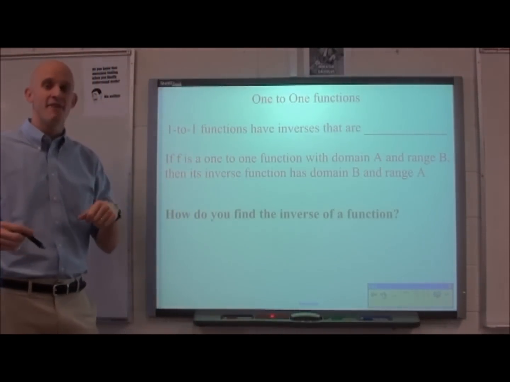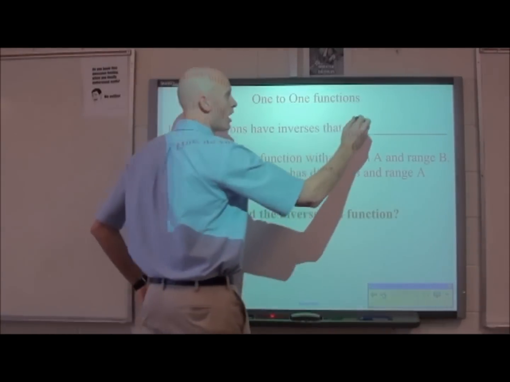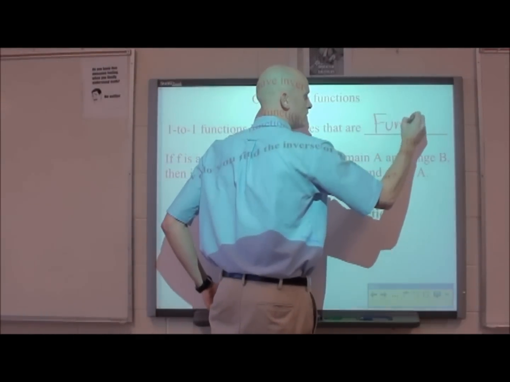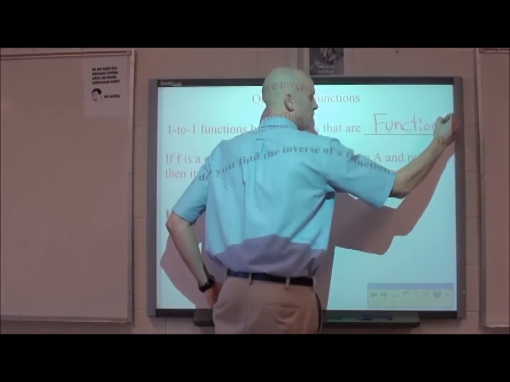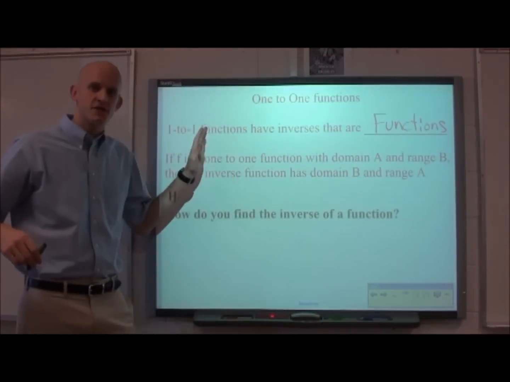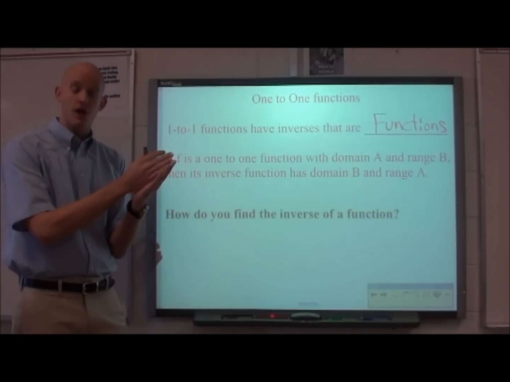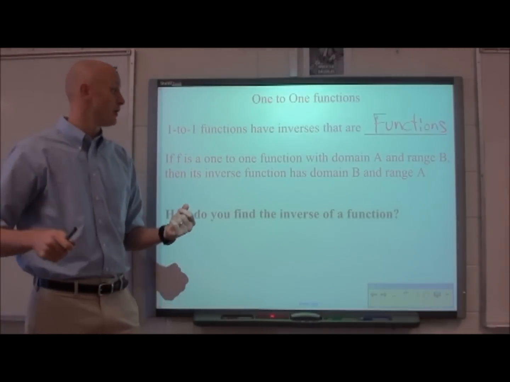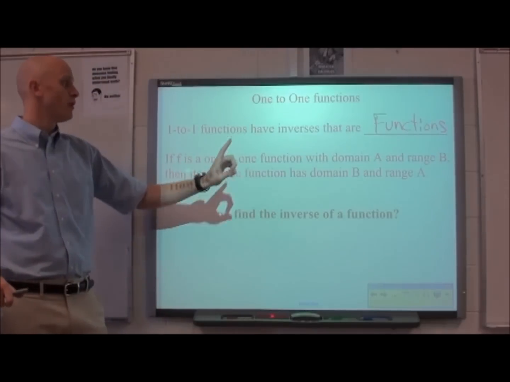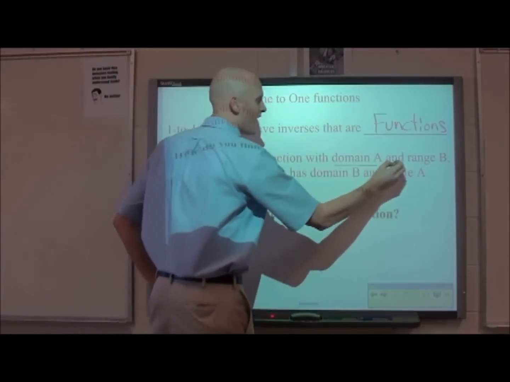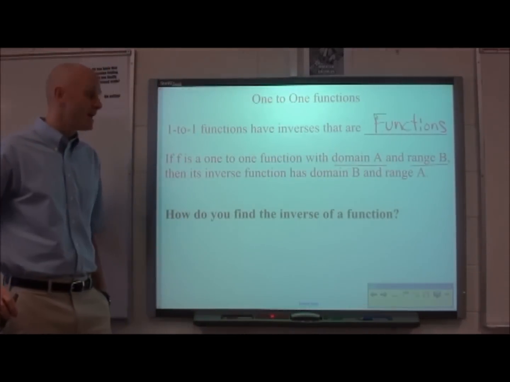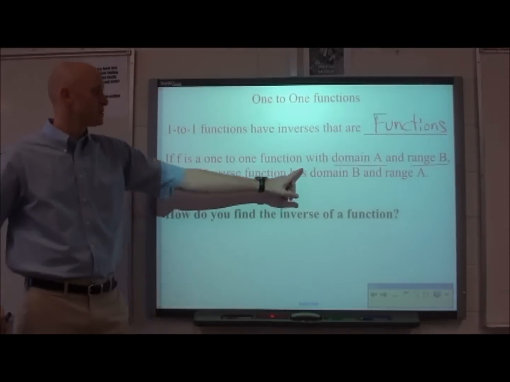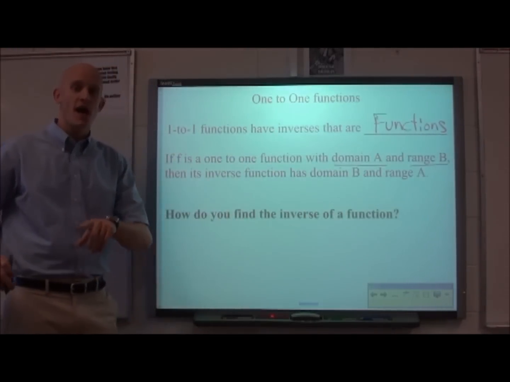Continuing on with review from your one-to-one functions. One-to-one functions have inverses that are functions. So we know if something is one-to-one, it is a function, and also its inverse is a function. That becomes important. If f is a one-to-one function with a domain A in a range B, then its inverse function has a domain B in a range A.